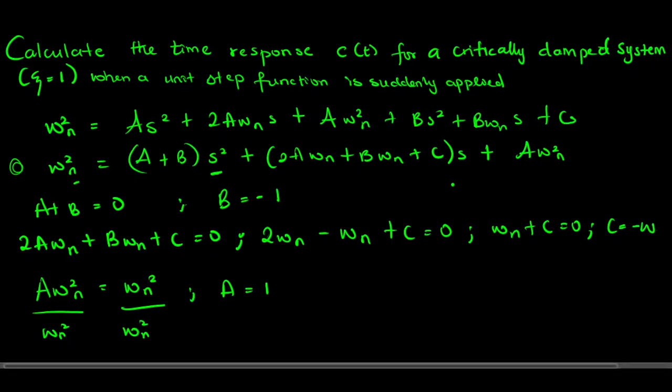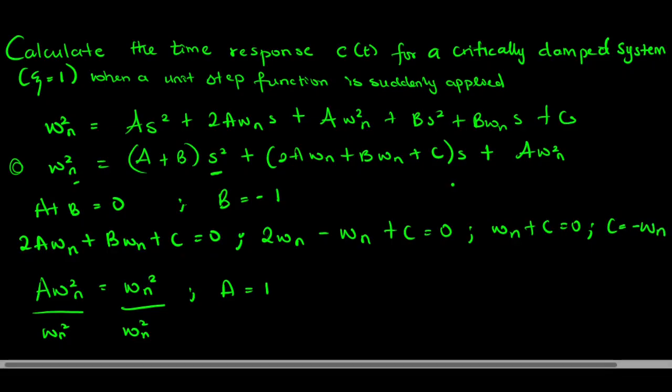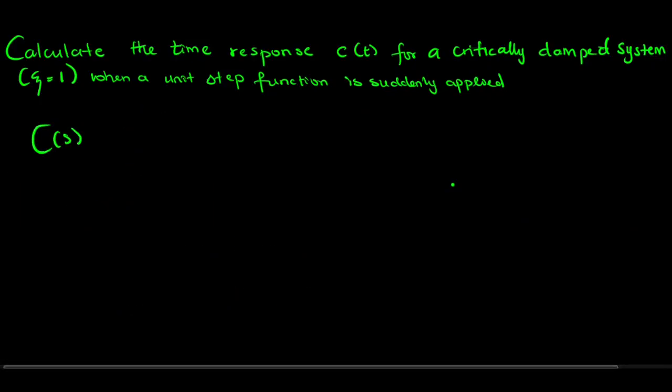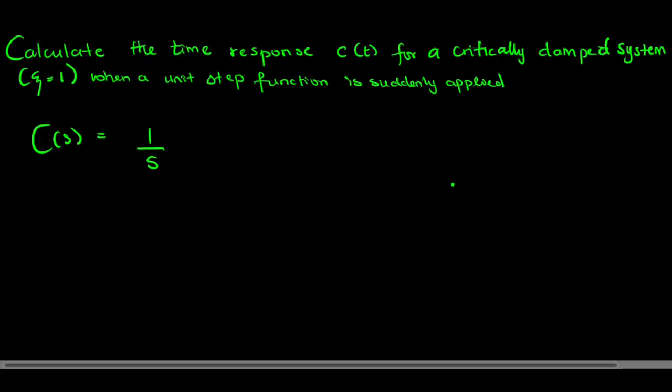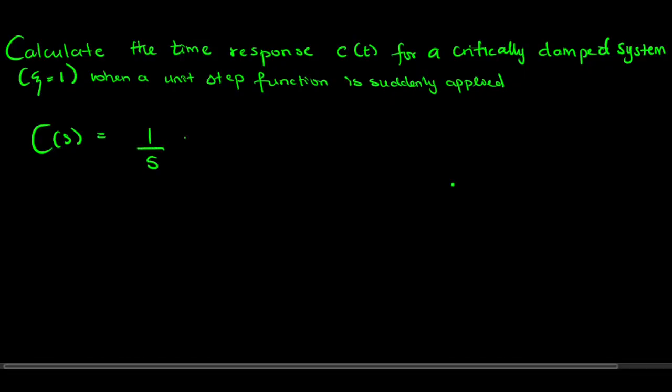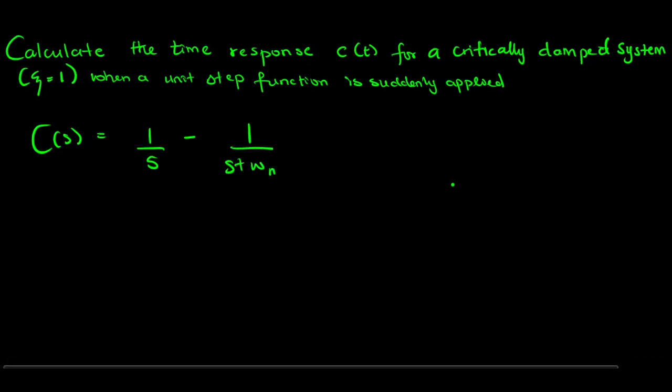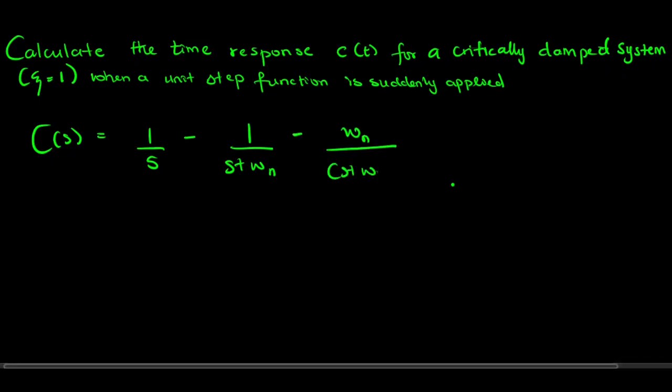So now we just put back our values of A, B, and C into the partial fraction decomposition. We're going to have C(s) equals 1 over s, plus minus for B, 1 over (s + ωn). Remember it is minus 1, that's why I just changed it. Minus ωn over (s + ωn)².